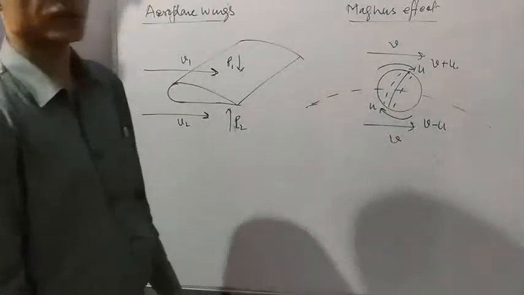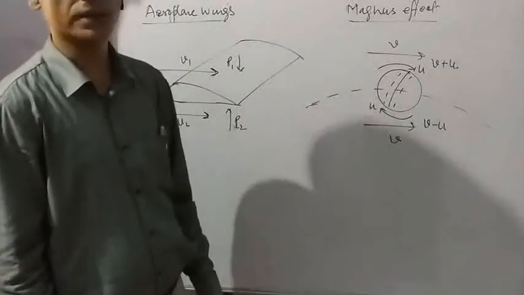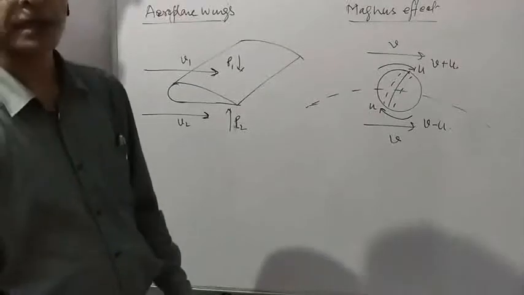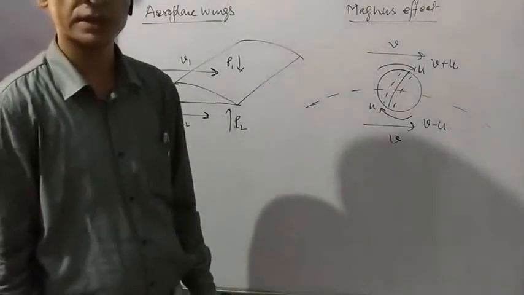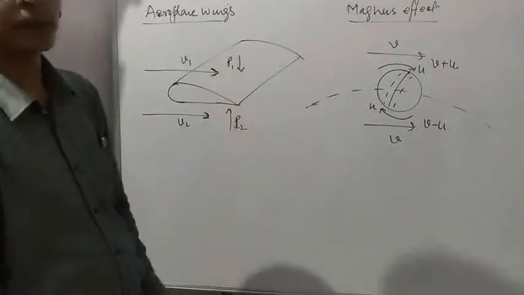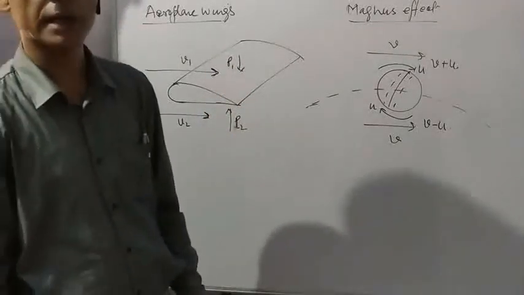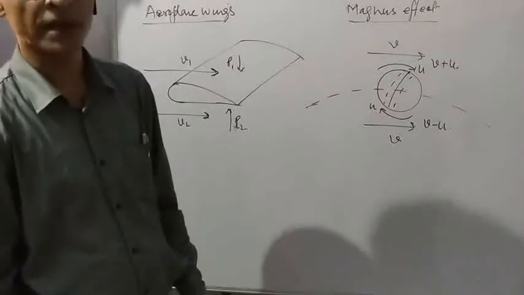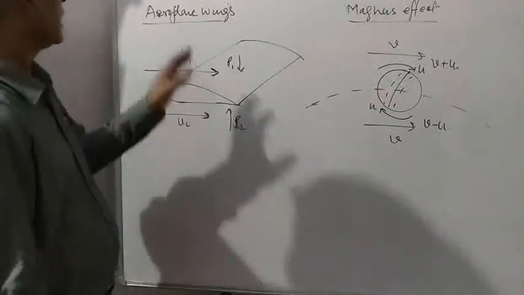Students, so many applications of Bernoulli's theorem are given in the book. One application is already explained, the Venturi meter. Two more applications I am going to explain, and the other applications you will read yourself and understand. Aeroplane wings.